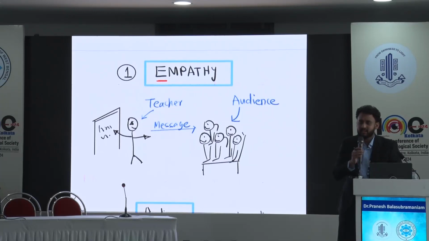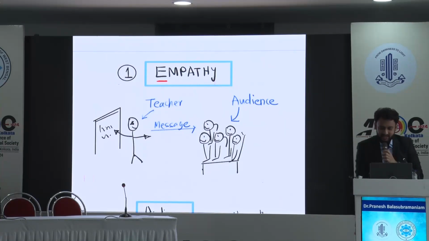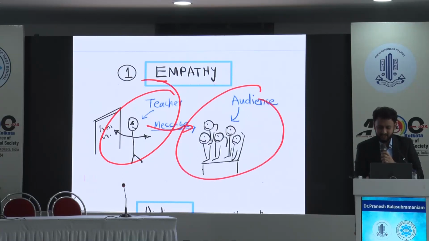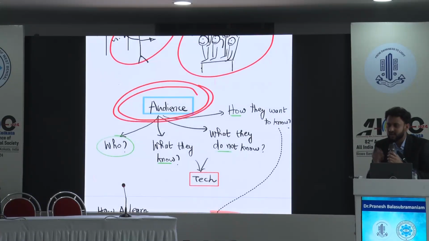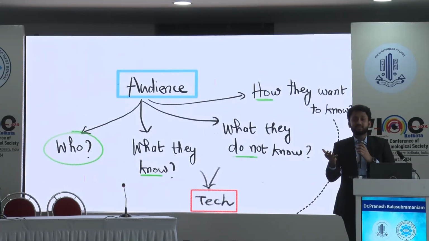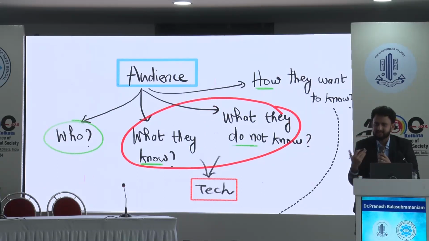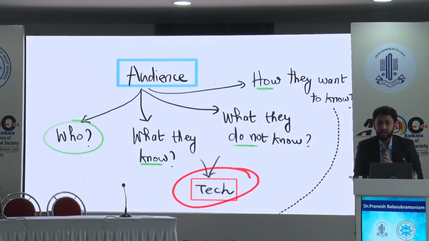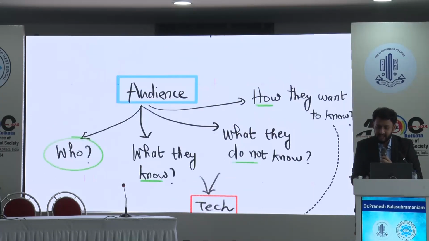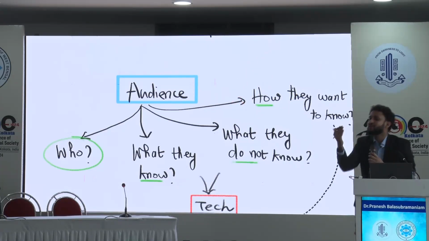Empathy, simply put, is putting ourselves, the teachers, into the students' shoes and thinking from their perspective. That's a key skill, actually. As a teacher, we are giving the message to the audience, so we have to ask, who is our audience? Are they postgraduates, undergraduates, optometrists, nurses? And what do they know already, and what do they not know? This is very important to understand. If we don't know, using technology, which we'll discuss later, can help. And how they want to know. Probably the most important question: how they want to know something.